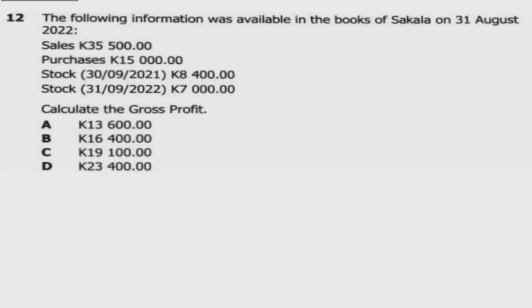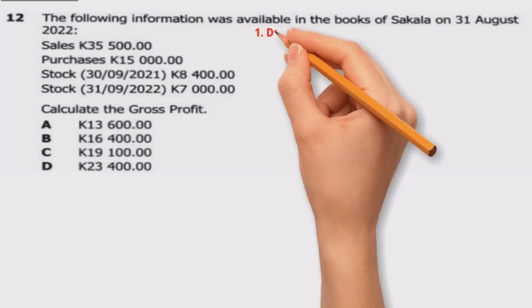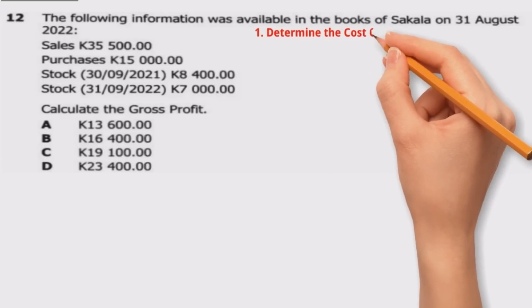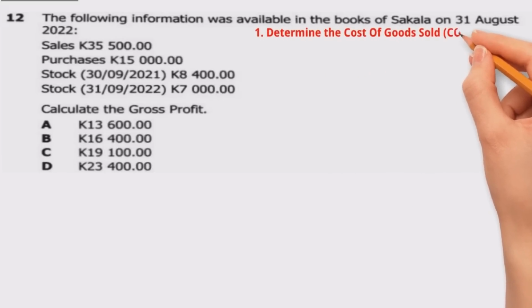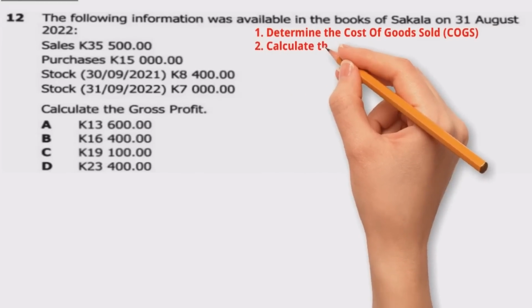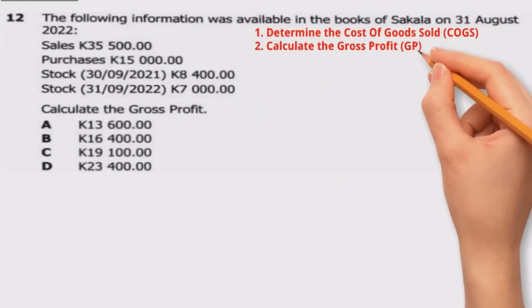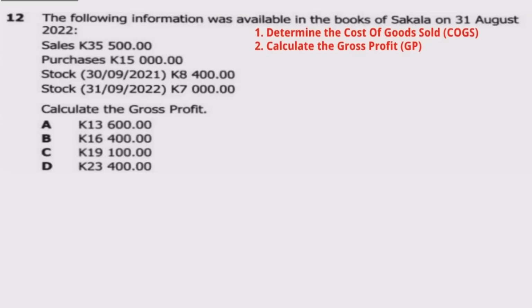So to solve this question, first we need to understand the steps we're going to take. We are going to take 2 steps. Step 1 is to determine the cost of goods sold, which I will abbreviate as COGS: C for cost, O for of, G for goods, S for sold. So where you see COGS, just know that this is cost of goods sold.